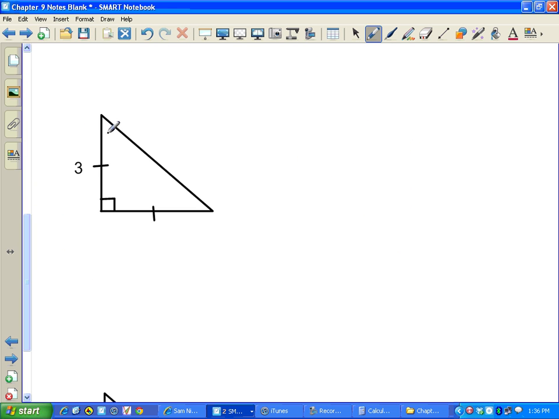Here, this is a 45, 45, 90, because I know I've got two congruent sides, so that means these angles have to be the same. And since they have to add up to 90, they have to be 45. So if this is 3, this is 3, and this would be 3 square root of 2.